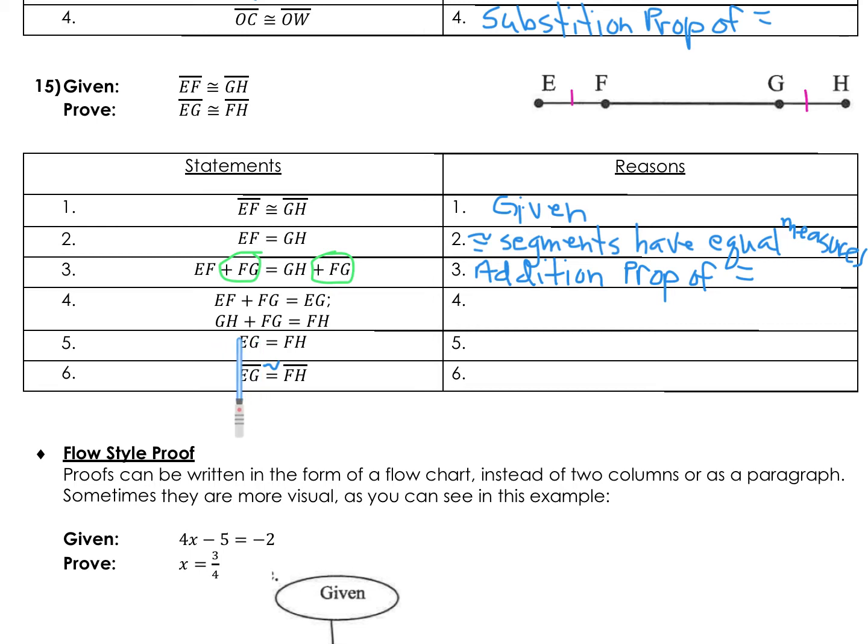Does this follow the same thing? Are these the two smaller segments that add up to FH? Well, let's see. GH plus FG, doesn't that equal FH? It sure does. So that is our segment addition postulate.